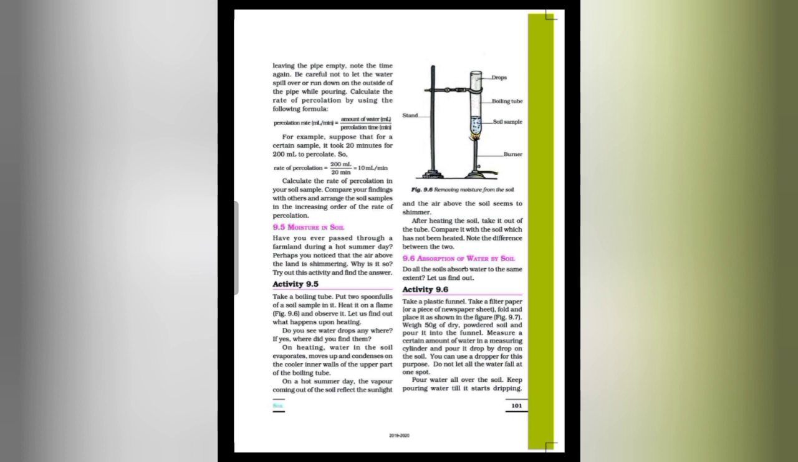So the percolation rate of water in a particular soil is expressed in the unit of milliliters per minute, which is written as ml/minute. So by this formula we can calculate the percolation rate of water in soil. So this is all about the percolation rate of water in the soil and how we can calculate it, which we have done in this activity.